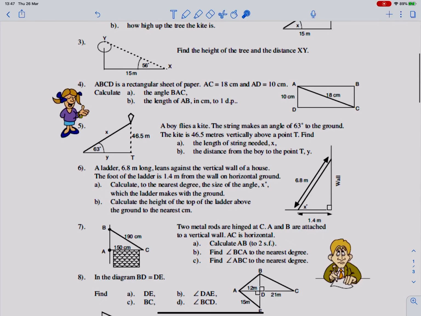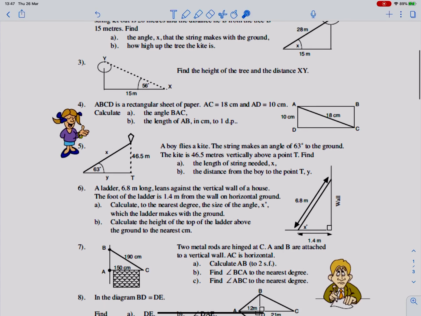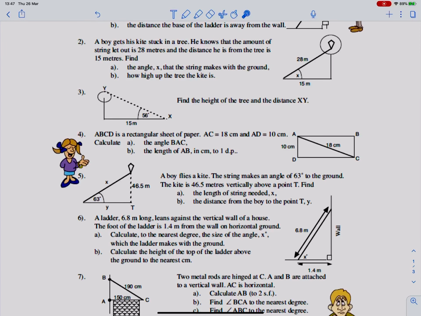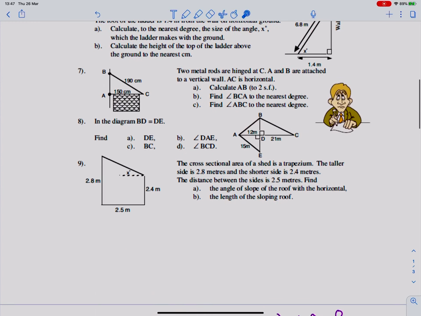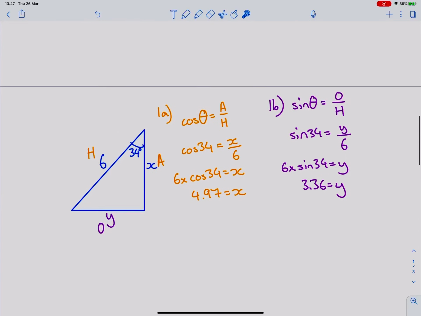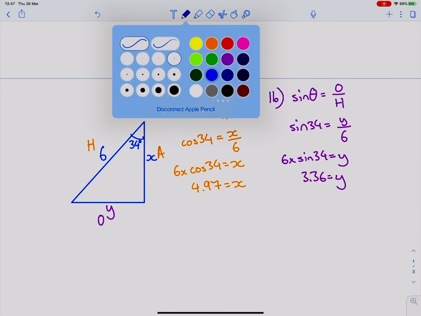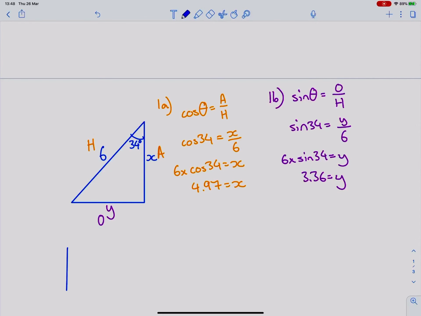If I do question number 3, I'll just do a few of the odd questions. So question number 3, you've got the height of a tree and the distance x to y. So you're trying to find the height of the tree, so you're trying to find this length here, and a distance of x to y. So for this one, let's just draw out the triangle again. The height of the tree, you've got distance to the person, and then you're trying to find the distance x to y.